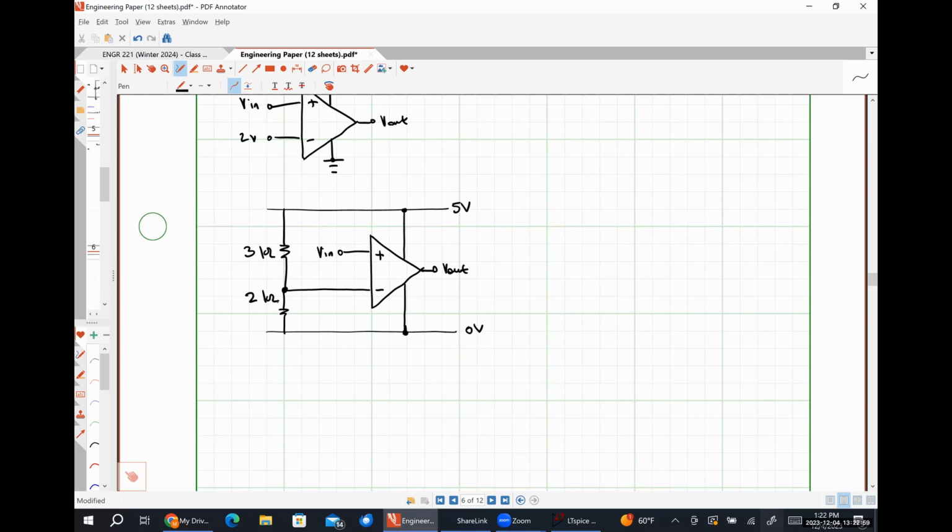Right, so this is 10, 10, 10, 10, and 10. Let me get a different colored marker out. I'm going to call this node X.